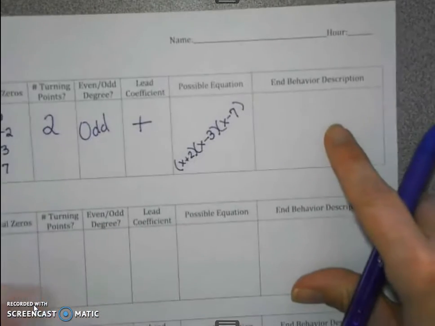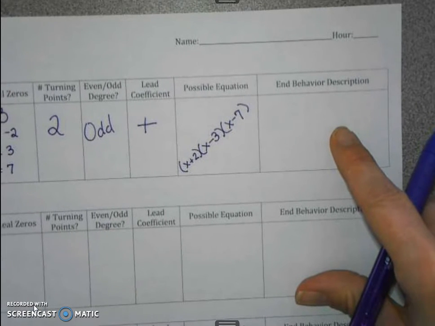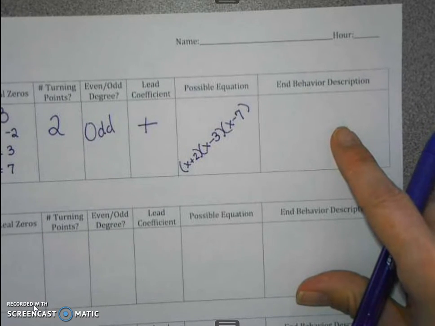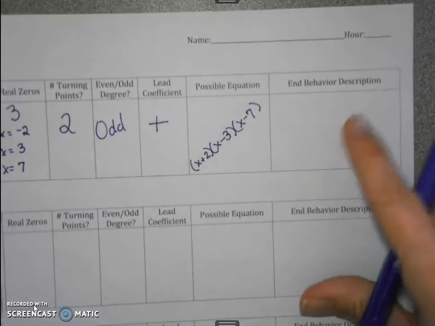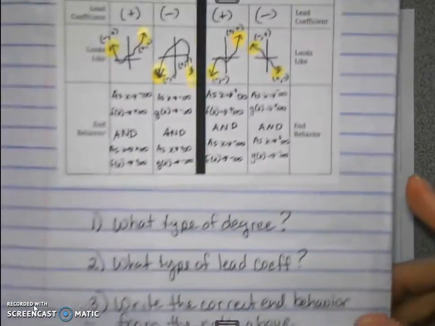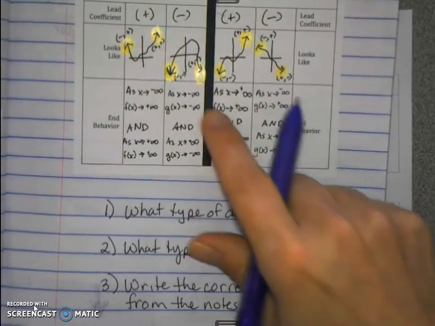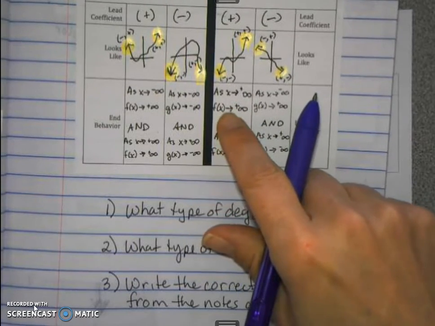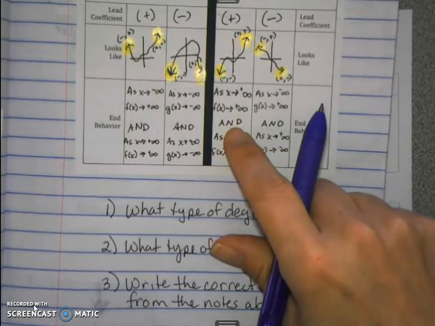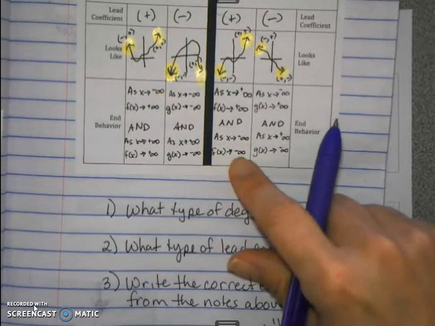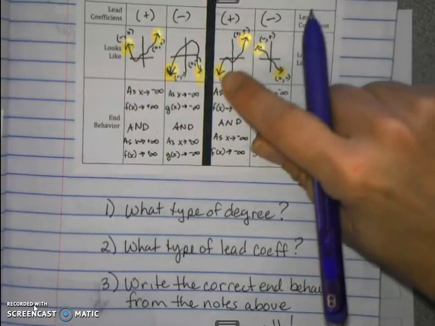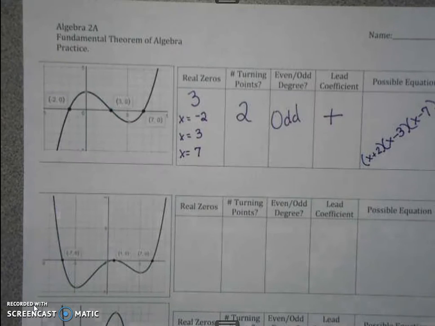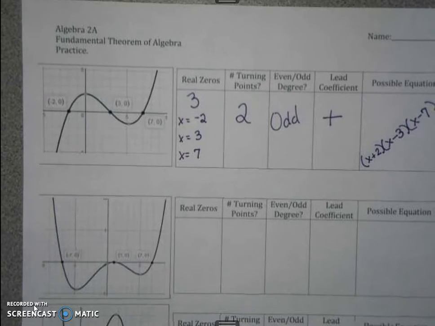Now, this last one is something we haven't done in a very long time, but it is in our notebook. End behavior description. That was this thing that we wrote. As x goes to some sort of infinity, the rule also goes to some sort of infinity. And then we describe the other end. But since we've already decided these ends match these ends, you can just copy right out of your notebook. That is totally fine with me. We just want you to get in the practice of writing it.